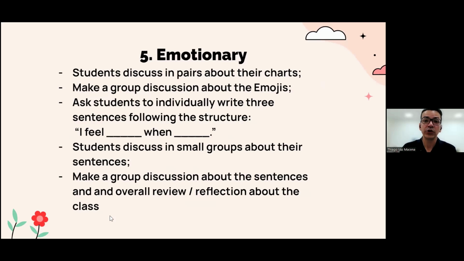You can also make a group discussion about the emojis. So you project the emojis on the board and say, "How about this one?" And you start eliciting participation from them. After you finish this emoji discussion, you ask students to individually write three sentences following the structure: I feel dash when dash. And then they're going to use an emotion and a situation.